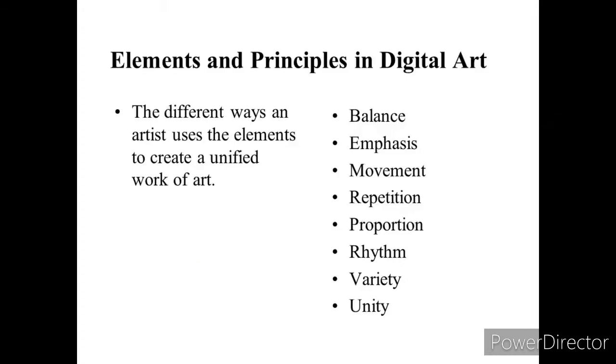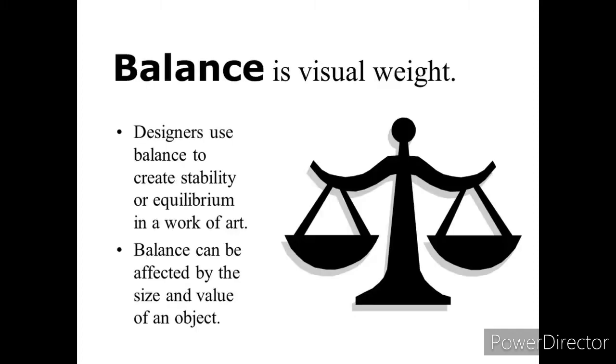Elements and principles in digital art. These are the different ways an artist uses the elements to create a unified work of art. Balance is a visual weight. Designers use balance to create stability or equilibrium in a work of art, and balance can be affected by the size and value of an object.